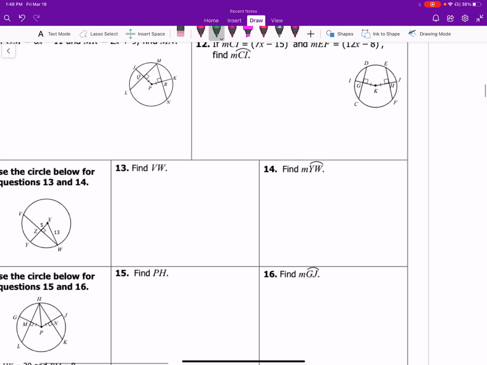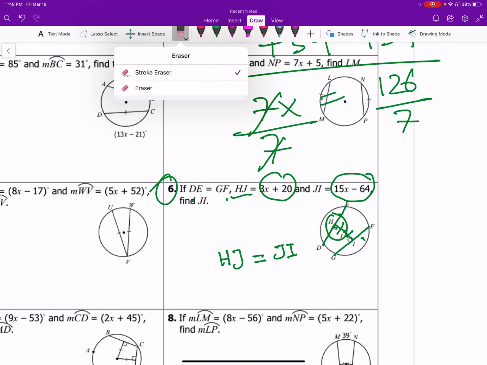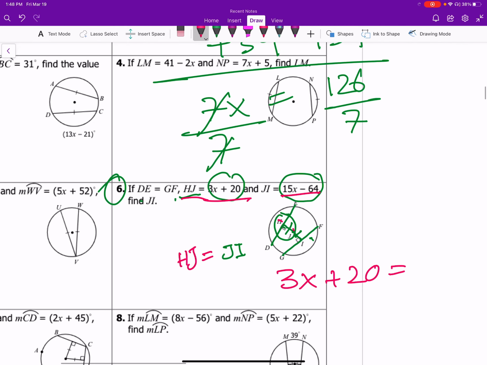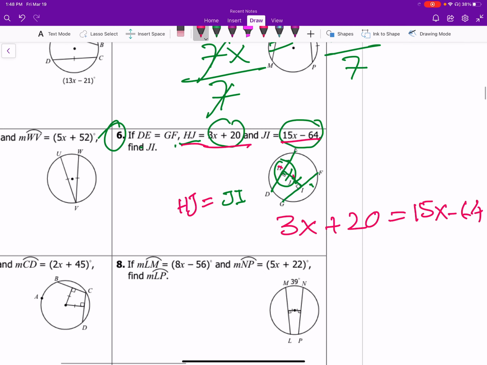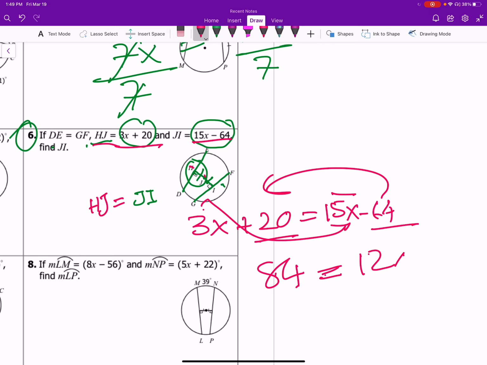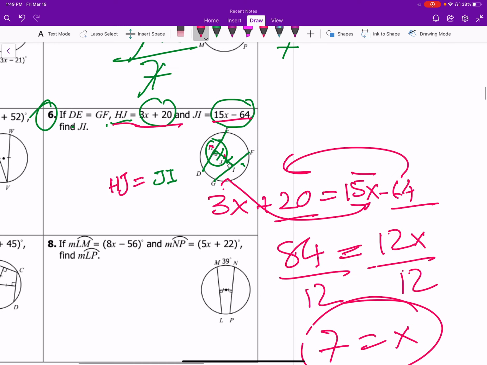So you guys have to really interpret something by yourself too. So HJ is going to be equal to JI. What is my HJ? 3x plus 20. And what is my JI? 15x minus 64. Now you go and solve for this. What do you find for x? So we should end up with 64 plus 20, which gives 84, and then this goes there, you get 12x. So divide by 12, divide by 12. So 12 sevens are 84, and this is x equals 7. What have they asked for? They asked for JI.